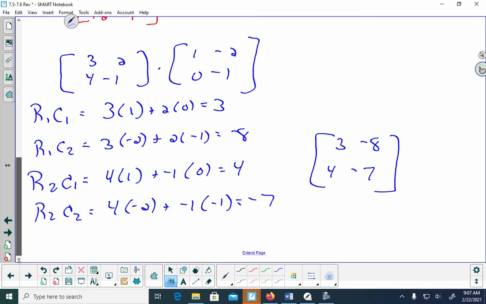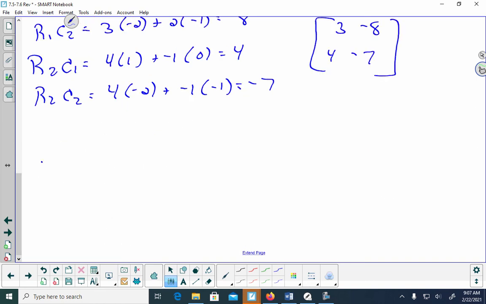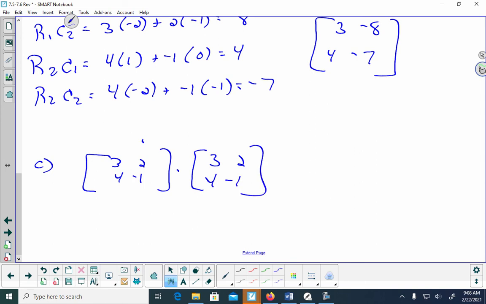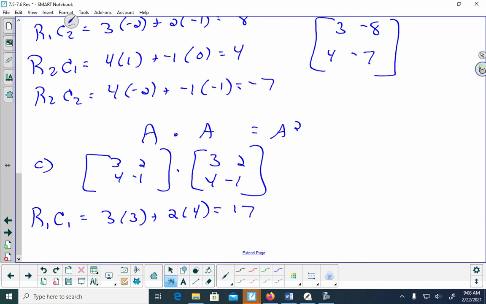And the last one it wants me to do is A squared. So C is A squared. A is 3, 2, 4, negative 1. A squared means A times A. So row 1, column 1, 3 times 3 plus 2 times 4. That's 9 plus 8, which is 17. Row 1, column 2, 3 times 2 plus 2 times negative 1. So that's 6 plus negative 2, which will be 4.